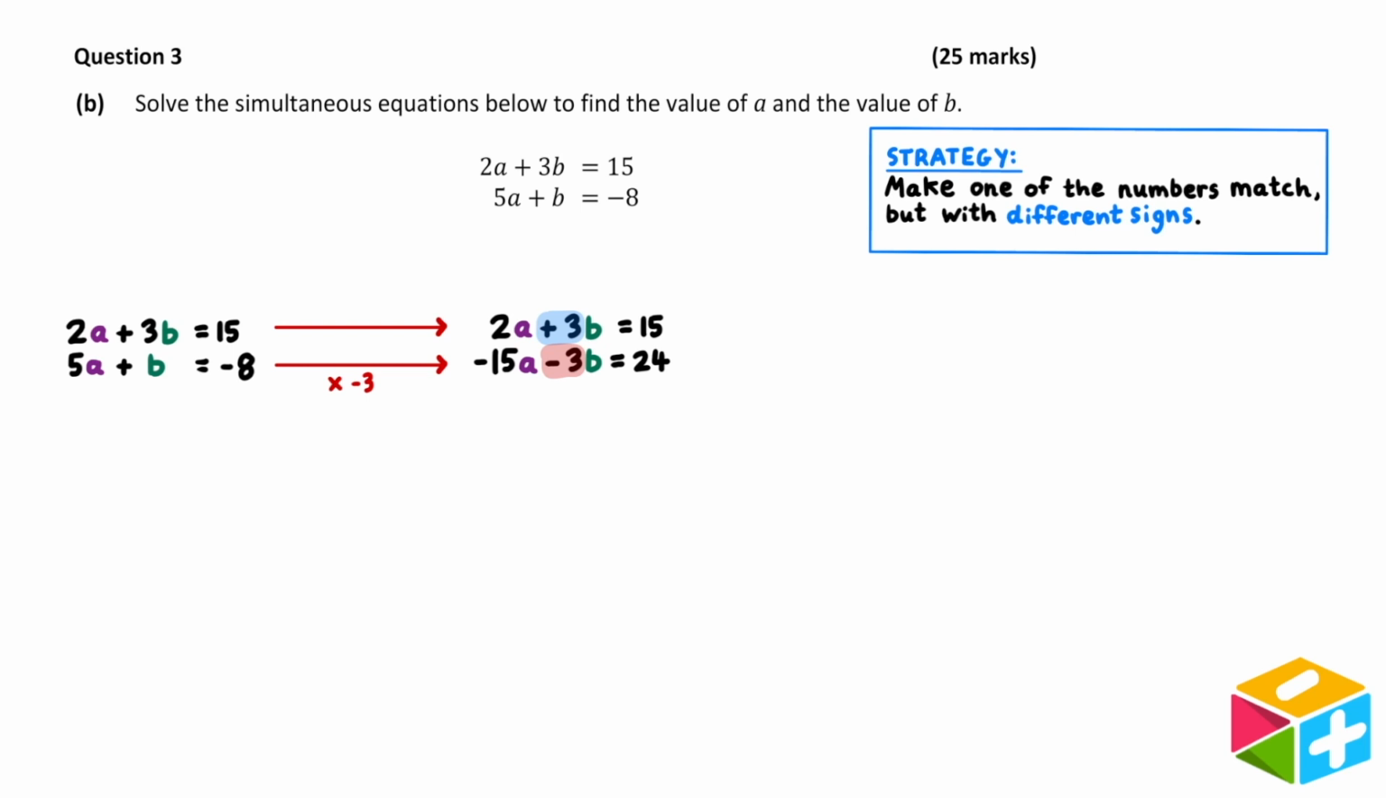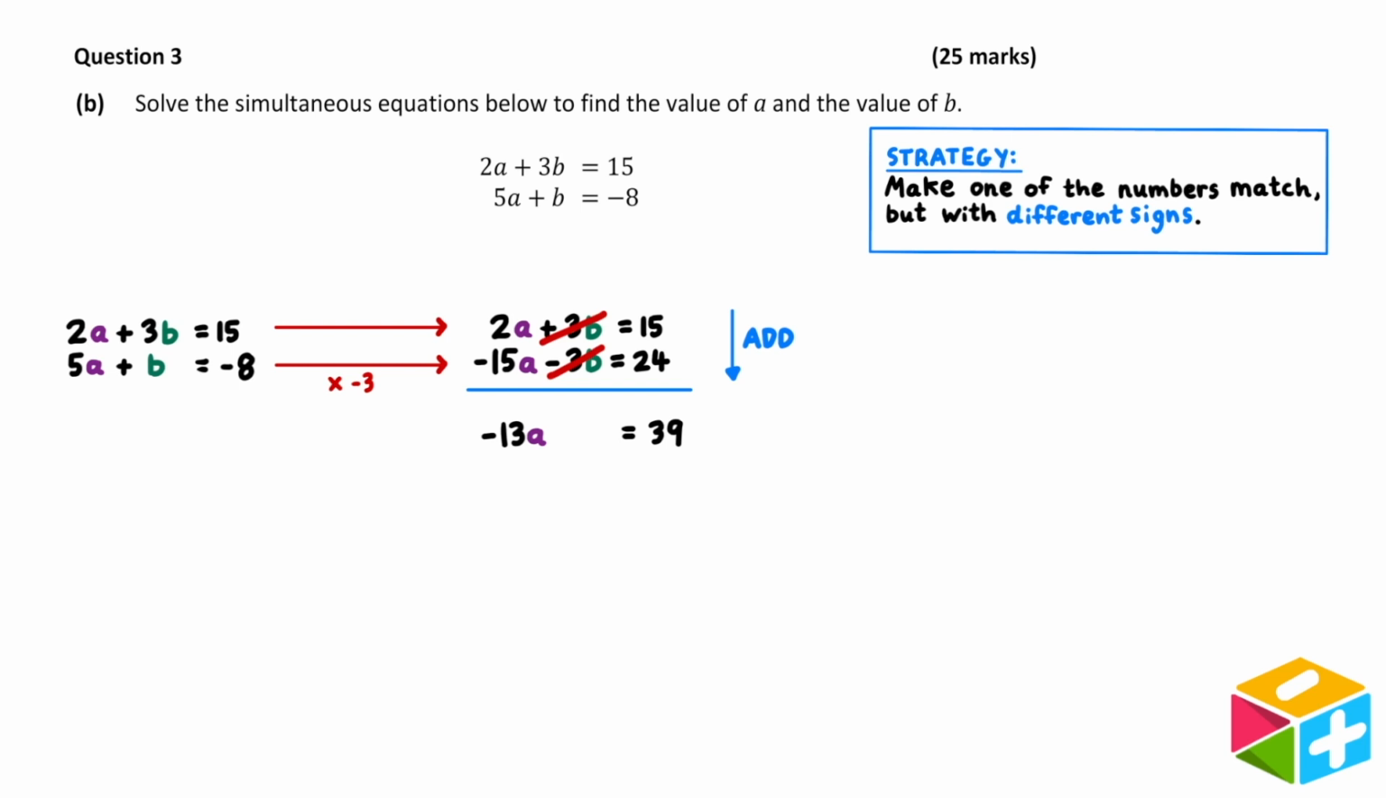The next step will be to add our equations together. 2a minus 15a is minus 13a. The plus 3b and the minus 3b cancel each other off and give us 0. And 15 plus 24 is 39. So now we have an equation in a, minus 13a equals 39.